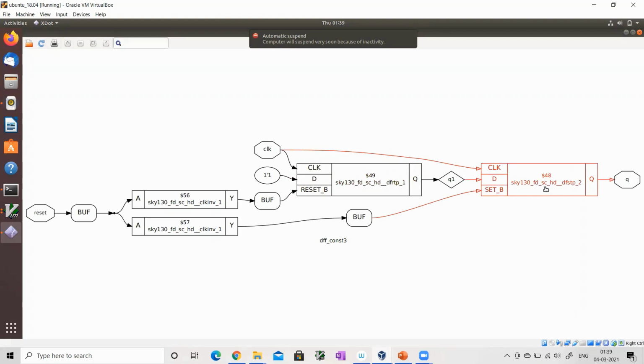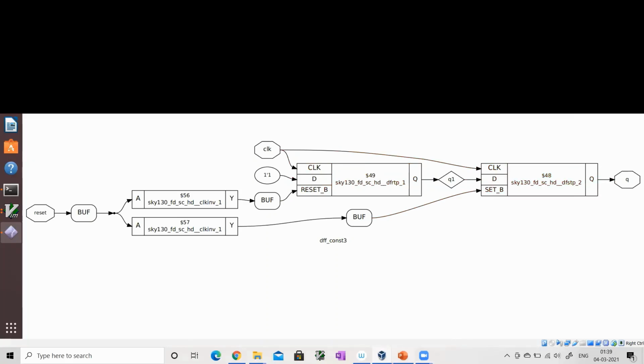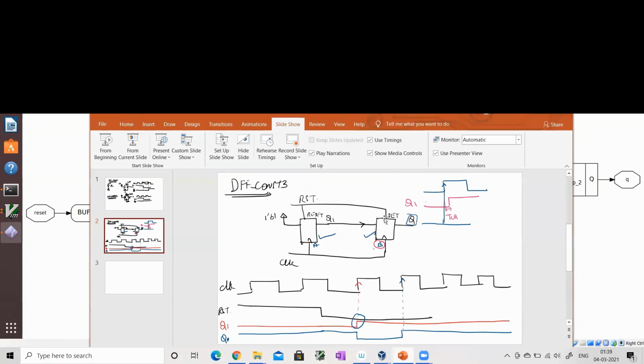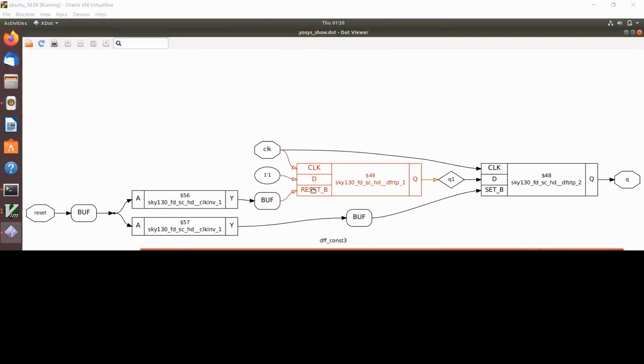Now kindly note, in the previous case when we did the show without the ABC, we saw both were simply connected to reset, correct? Now we are seeing actually a Sky130 library standard cell inferred here, and this was our expectation, correct? The first flop is a reset flop, and the second flop is a set flop.